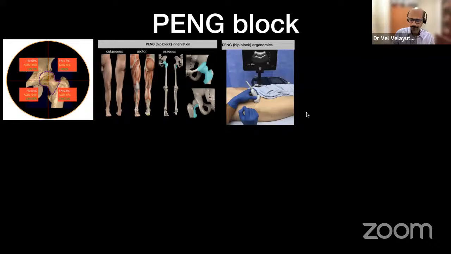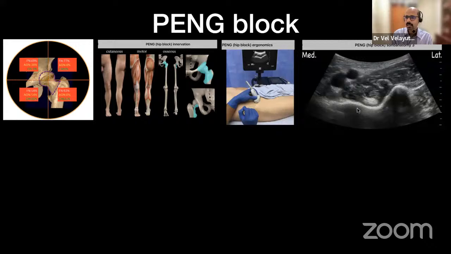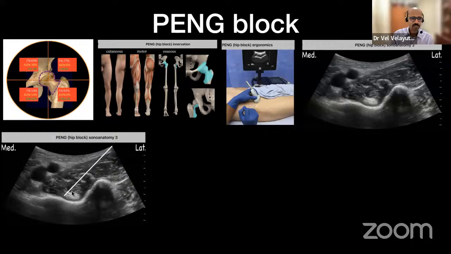And what are we hoping to see? We're hoping to see a solid white line like this to start with, which would be this line here. So your probe is going to sit along this line, and you're going to see a solid white line here. And then you're going to slide down a little bit to see this structure. And that structure, where that white line points to, is your psoas tendon.